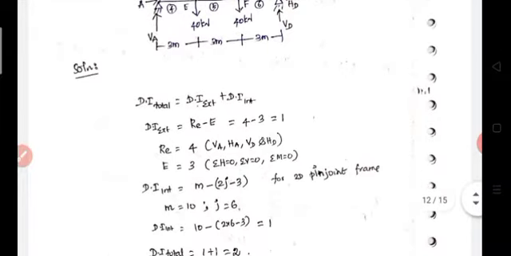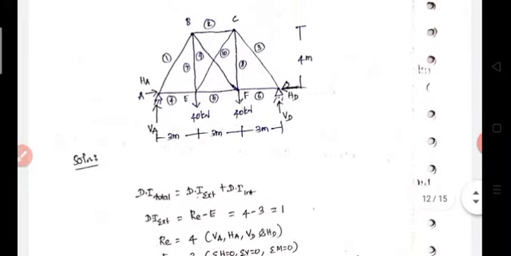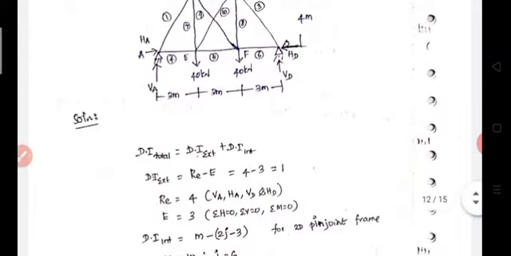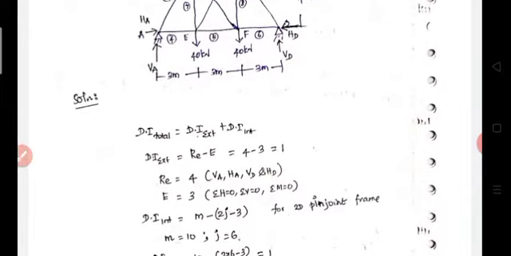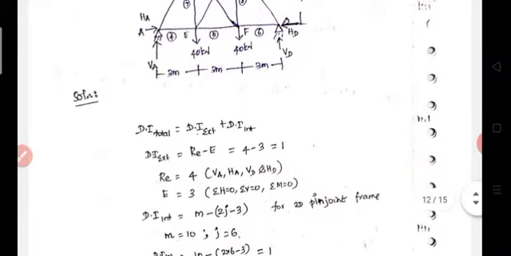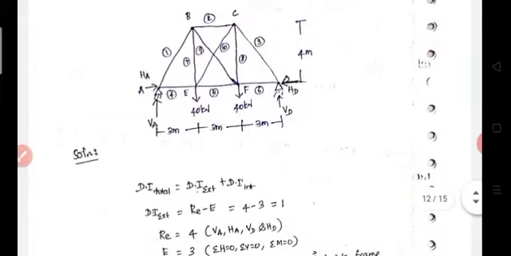Then internal indeterminacy is determined from the configuration of the structure. Internal indeterminacy is equal to m minus 2j minus 3 for a 2D pin-jointed frame. In the case of a rigid jointed frame like portal frames or beams, we have to use 3c, 3 times the number of closed cuts. But this is a truss, so internal indeterminacy is m minus 2j minus 3. The number of members is 10 and the number of joints is 6. So finally internal indeterminacy is equal to 1.